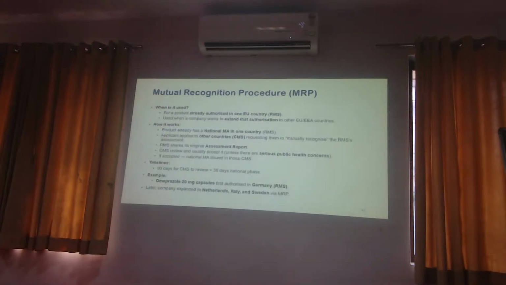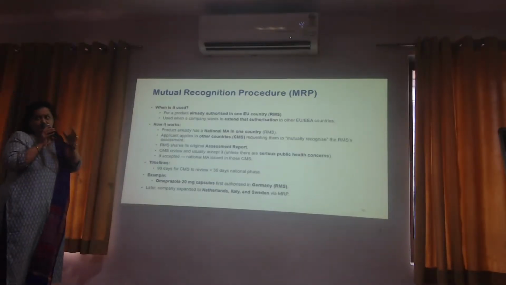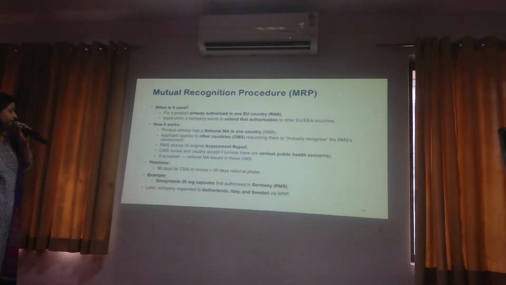In the mutual recognition procedure, first you apply to the reference member state. Then you separately apply to the other concerned states, and those concerned states will go to the reference state and ask for the assessment report. So here, if acceptable, each country will give you a different certificate.